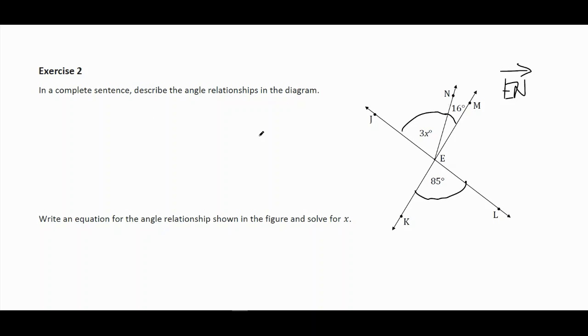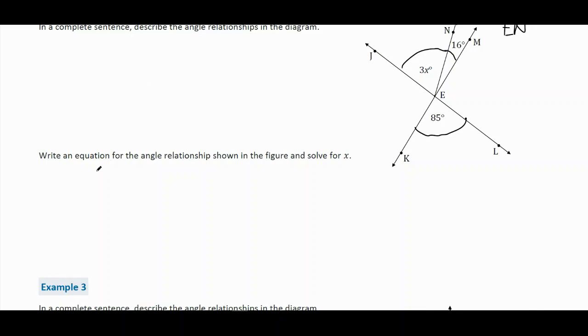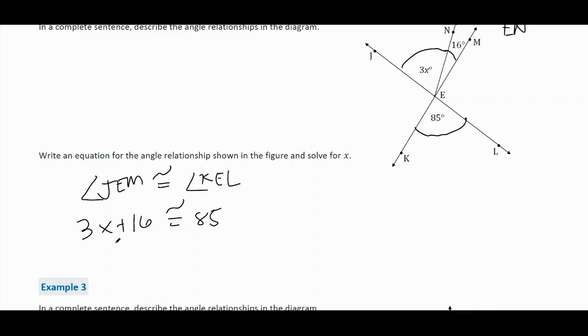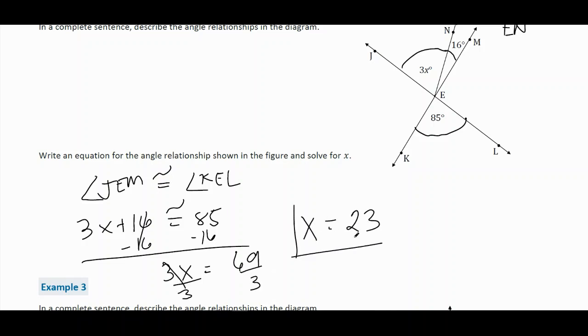So therefore we can create an equation since angle JEM is congruent to angle KEL. We can say that 3x plus 16 is congruent to 85. Now we can solve. We need to remove the 16 here. So 3x is equal to 69. And then we divide both sides by 3. X is equal to 23. Are we going to solve for 3x? No, it just says solve for x.